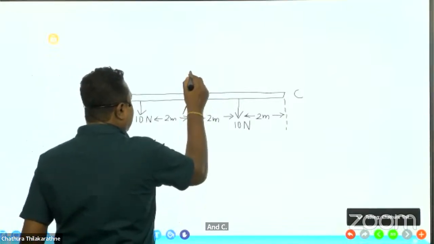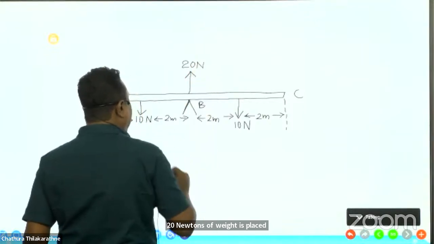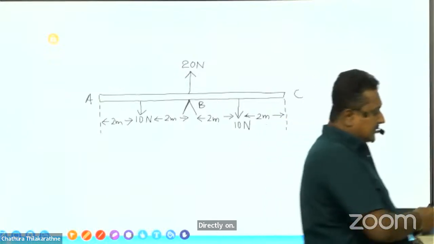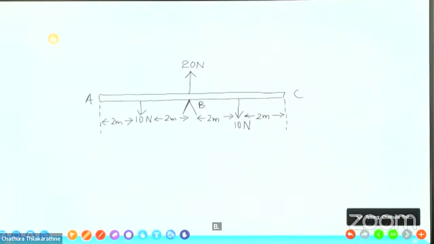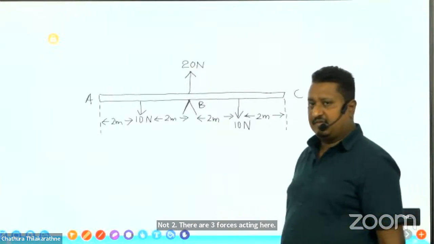20 newtons of weight is placed directly on B. Not two, there are three forces acting here. It's a system of forces.